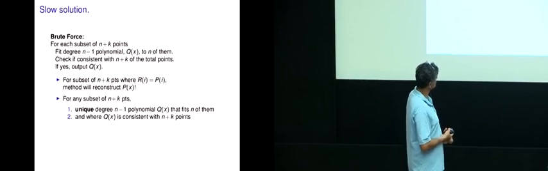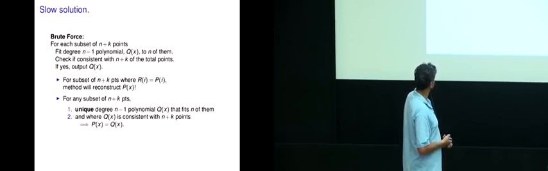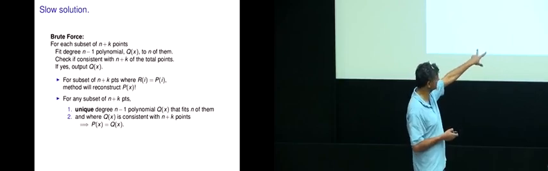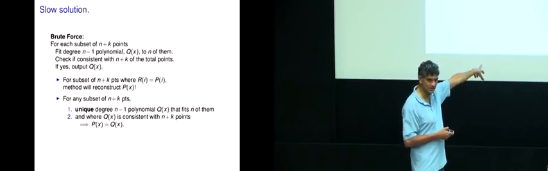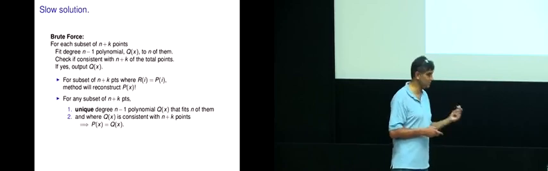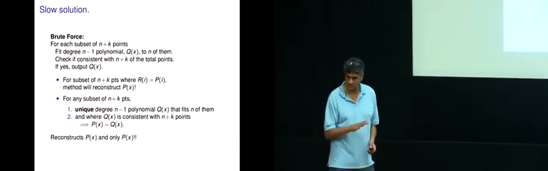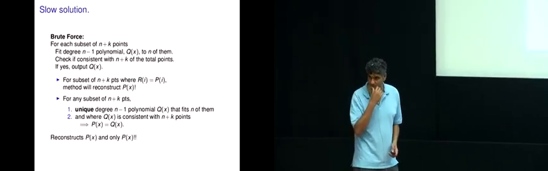And where q of x is consistent with n plus k points, we have the second property. That means that polynomial is p of x. There's only one. Right? That was the argument we made in the previous slide. So it reconstructs p of x, and this procedure only reconstructs p of x. There's only one polynomial that will work for n plus k points.